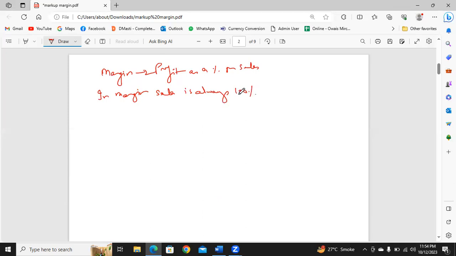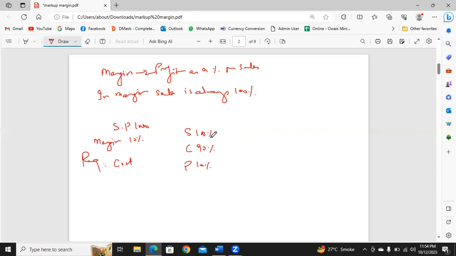Now, for example, if selling price is 1,000, now they are saying that margin is 10%. Now the requirement is cost. So what approach do we have to use? SCP approach. Margin is 10%, means profit is 10%. Now, what will be 100% here? The selling price is 100%, and cost will be 90%.